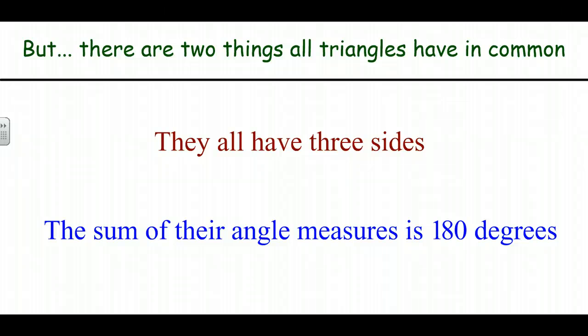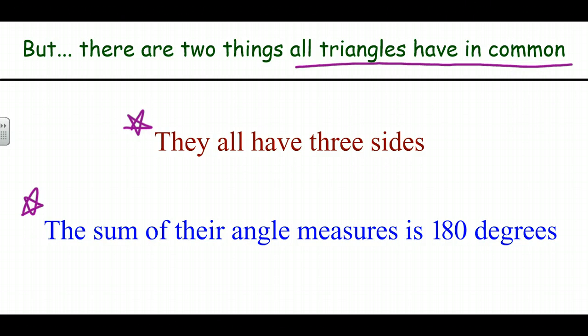So when we come into class this week to talk about triangles, we need to remember these two things. Go ahead and write this down as the last part of the video lesson. All triangles have these things in common. They all have three sides, and the sum of their angle measures is 180 degrees.